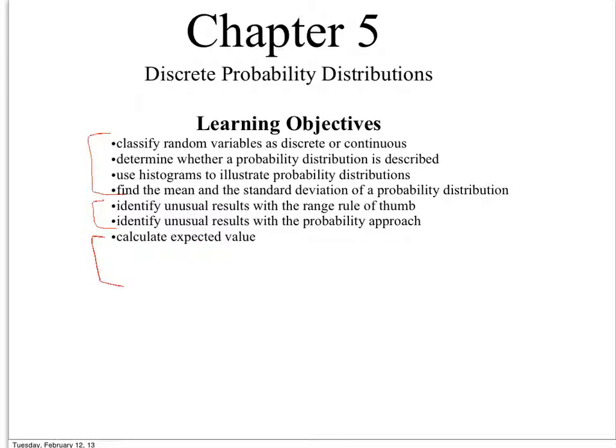calculating expected value, and I want to add one more that's not here, and that is working with an example of a discrete probability distribution that is quite common, and it's called the binomial probability distribution. So that's how we'll wrap up this chapter.